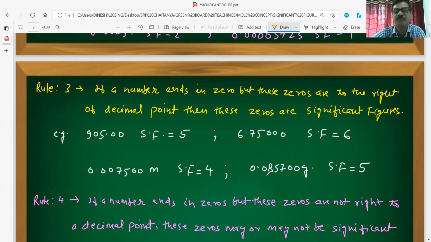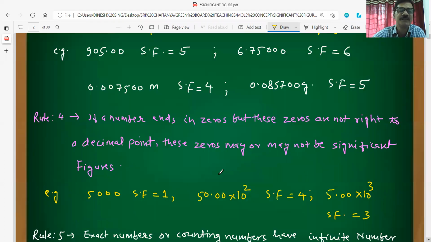After the decimal point, this is 3 plus 2, so 5 significant figures are there. Then we are having rule 4. Rule 4 is: if a number ends in zeros, but these zeros are not to the right of a decimal point, the zeros are not towards the right-hand side of the decimal point, like this 5000. So in 5000 we don't have any decimal point.